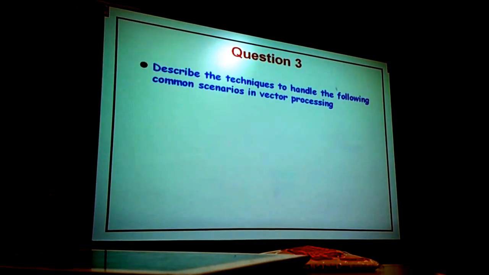Okay, so question number 3 asks us to describe some various techniques in vector processing. Most of this is bookwork, so I won't go into too much detail because you can read it for yourself, either in the lecture notes or in the book.